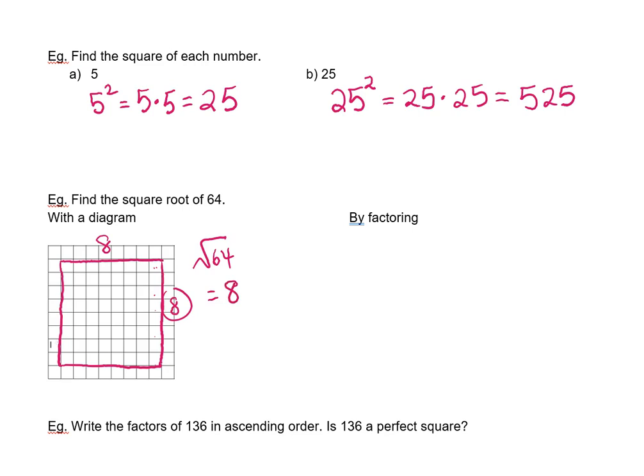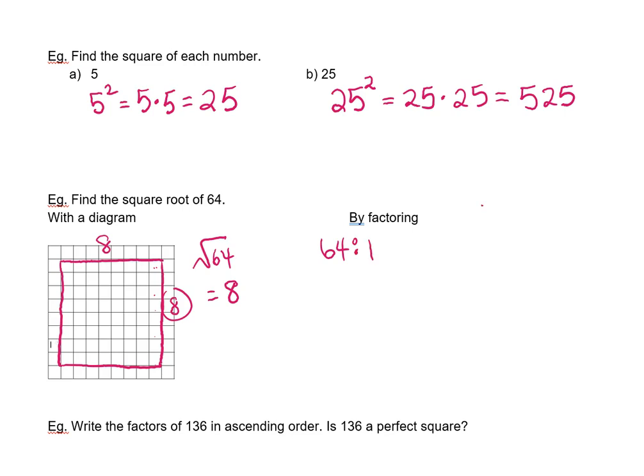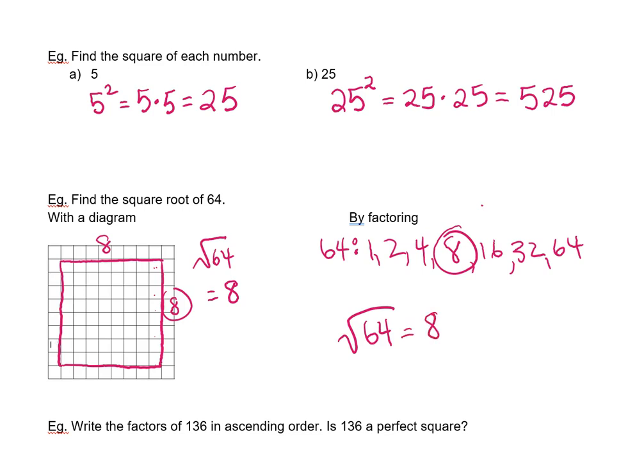We can also factor it. So we had factored 64 up there. So the factors are 1 and 64, 2 and 32, 4 and 16, and then we have 8 and 8, and it's right there. So the square root of 64 is 8.